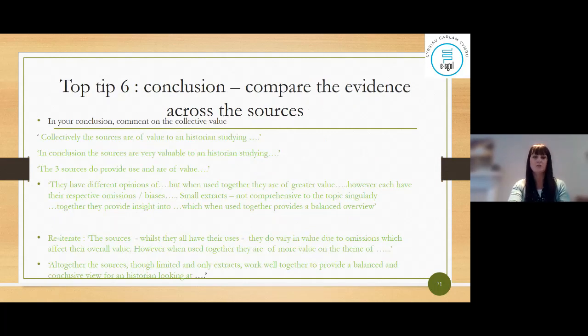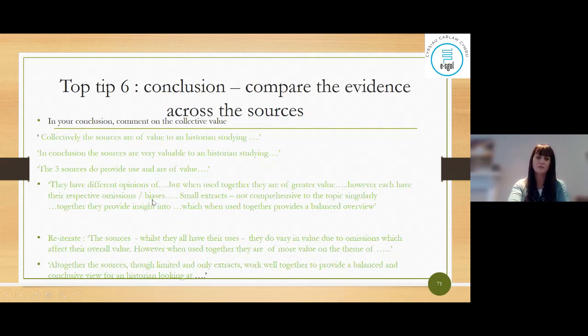In your conclusion, you need to bring everything together and comment on the collective value. So sentence starters such as: collectively, the sources are of value to an historian studying, or in conclusion, the sources are very valuable to an historian studying, or the sources do provide use and are of value. And maybe a slightly longer one: they have different opinions of, but when they're used together, they're of greater value.